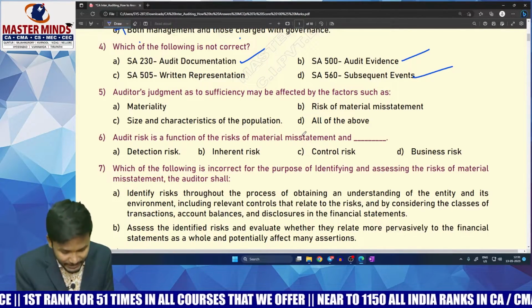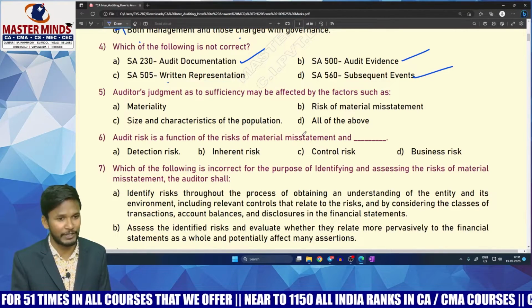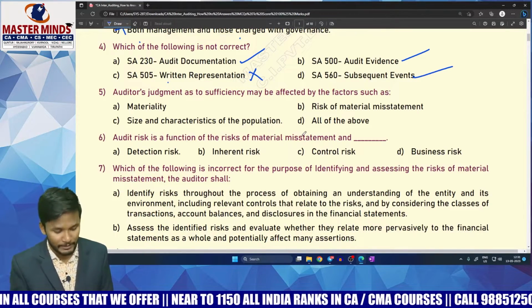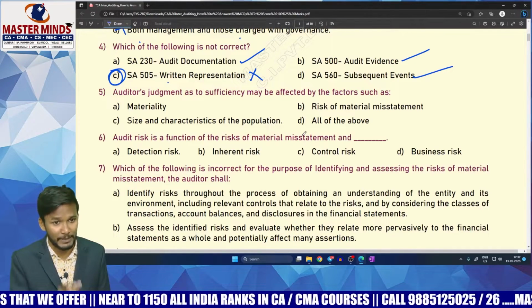But what are they writing here? Written representation. Written representation is not dealt with in SA 505. It's dealt with in SA 580. Correct? No. So what is the odd one out here? Option C becomes the odd one out. They are not asking you for the correct one, but the incorrect one. Please see, seeing that is also important.